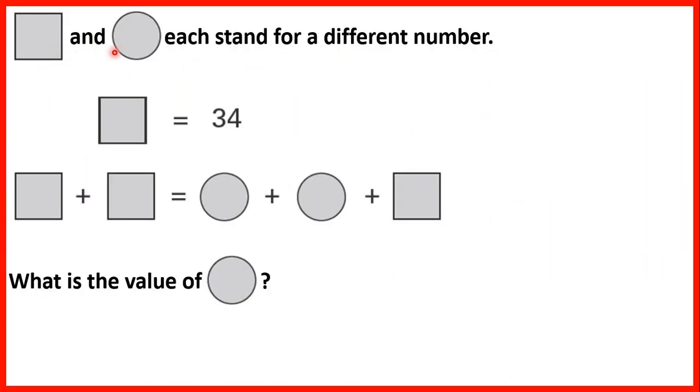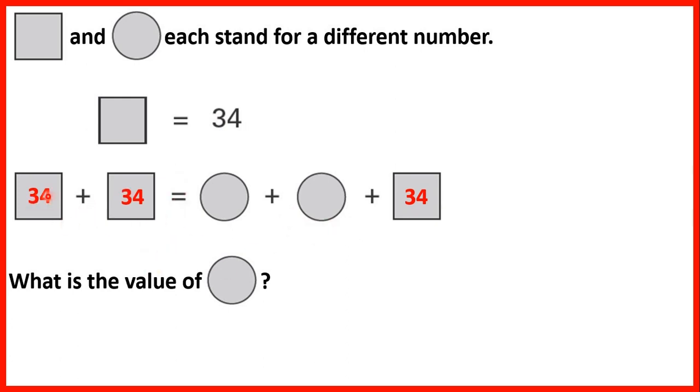A square and a circle each stand for a different number. A square equals 34. 2 squares equals 2 circles and 1 square. What is the value of a circle? So we know that the squares are 34, so we can write 34 on our squares, and we need to remember that the equal sign means that we have the same on both sides.